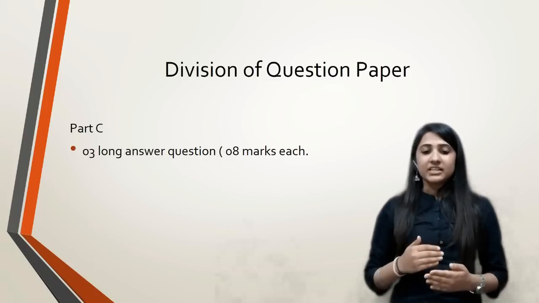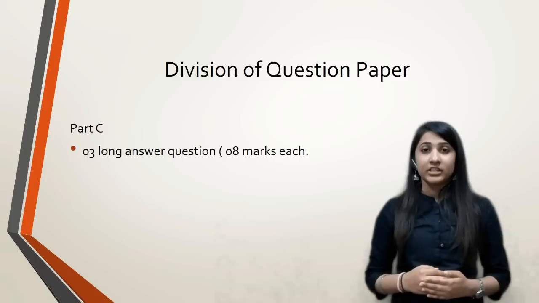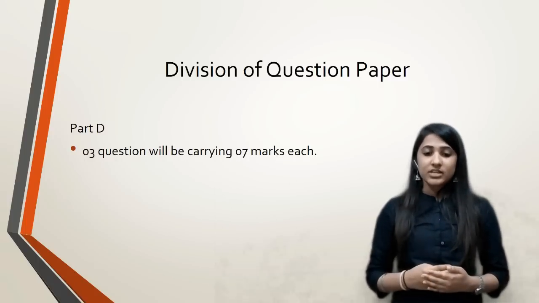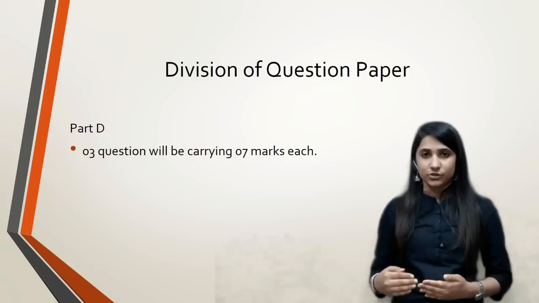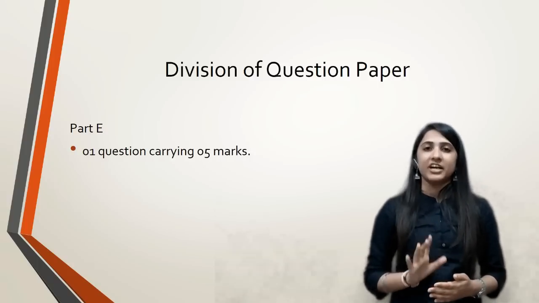Part C is a long answer type question and it is of 8 marks each. There will be 3 questions. In Part D, again there will be 3 questions and they will carry 7 marks each. And finally Part E, which will only have 1 question, it will be of 5 marks.